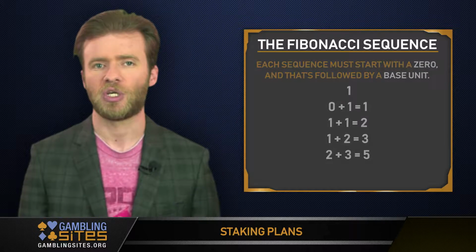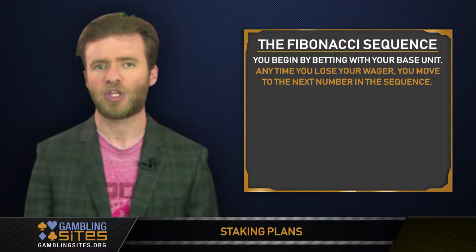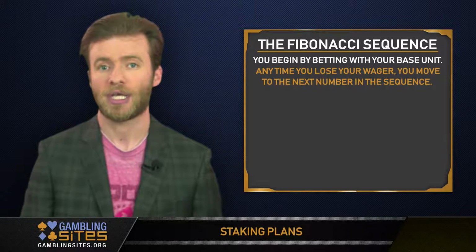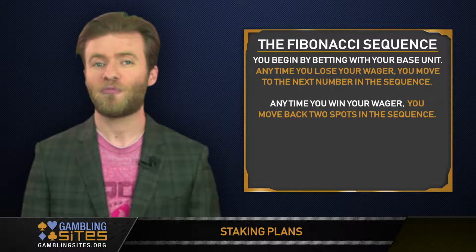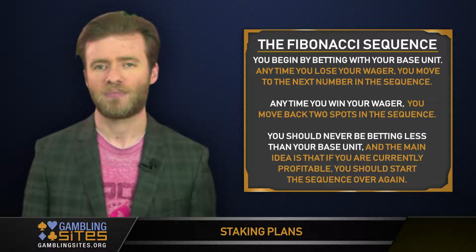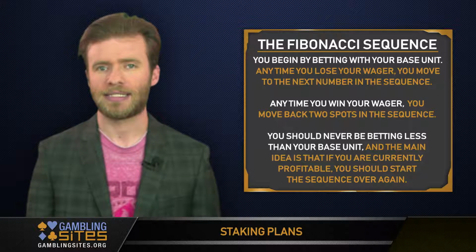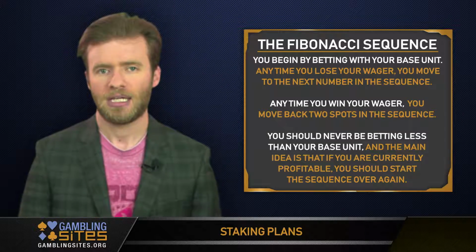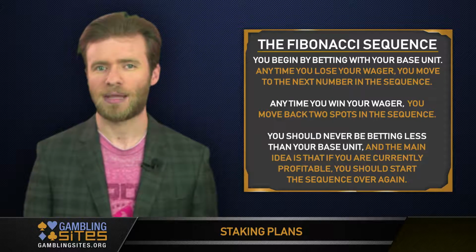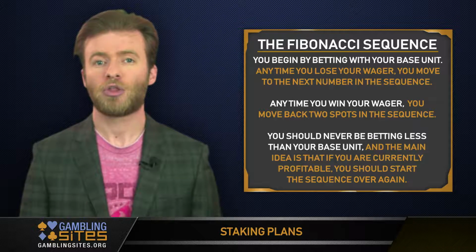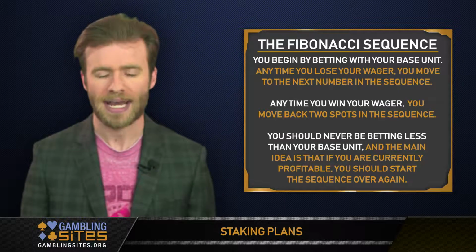So how do you use the sequence? Well, you begin by betting with your base unit. Anytime you lose your wager, you move to the next number in the sequence. Anytime you win your wager, you move back 2 spots in the sequence. You should never be betting less than your base unit, and the main idea is that if you're currently profitable, you should start the sequence over again. The Fibonacci sequence faces a lot of the same limitations and potential issues that the martingale system does, though the wager amount doesn't escalate quite as quickly here.